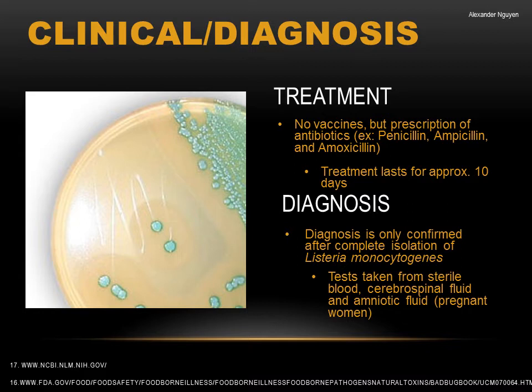If you present with any of the previous symptoms, listeriosis can only be confirmed after complete isolation of the bacteria. If you are pregnant, tests can be run by taking sterile blood, spinal fluid, or amniotic fluid. If diagnosed with the illness, the doctor will usually prescribe antibiotics as treatment, which will last about 10 days. Unfortunately, there are currently no vaccines.